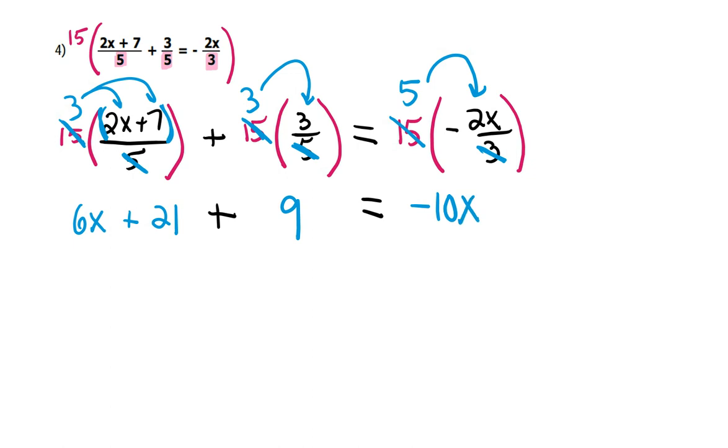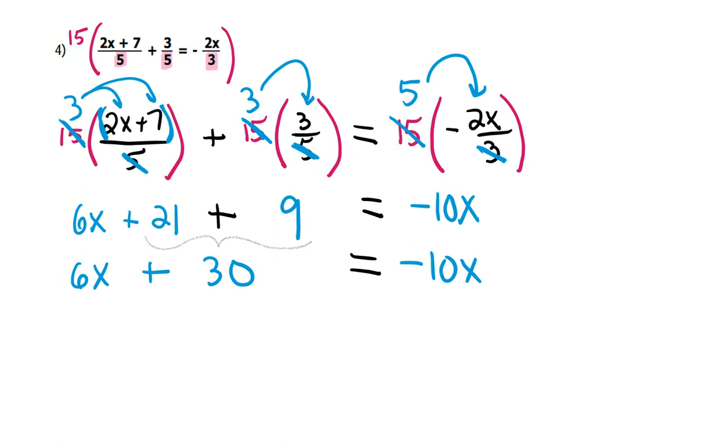Now, on the left side of the equation, the 21 and the 9, those are like terms. They don't have an x with them, so you can't combine them with the 6x. But the 21 and the 9 would add up to a 30. And now, I've got x's on both sides of the equation, but I don't have non-x's on both sides of the equation. The 30 is a non-x.